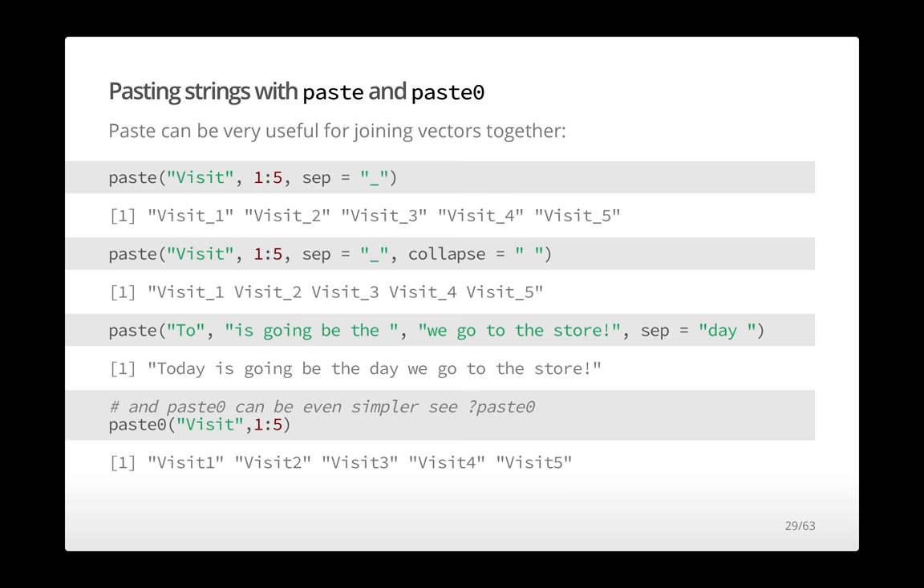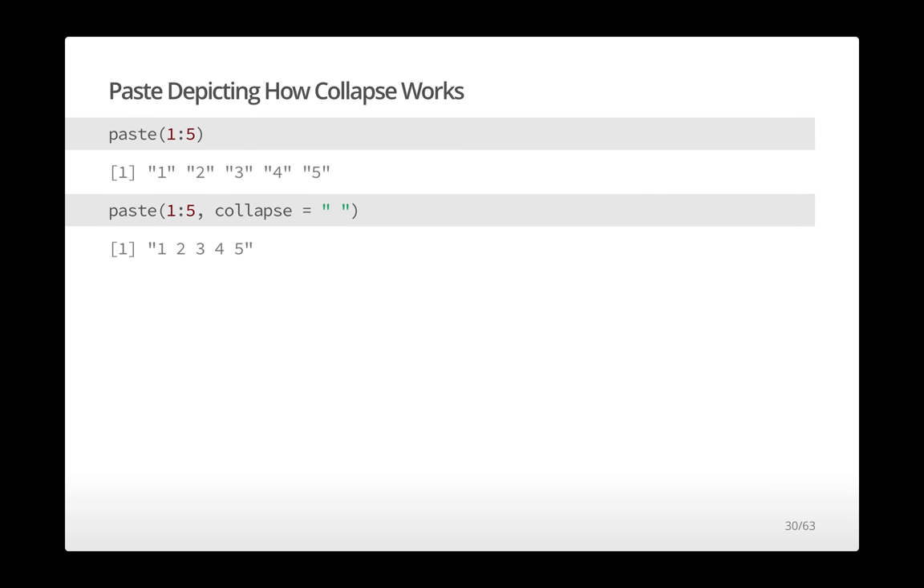And again, paste0 does things a little bit differently. It just doesn't do spaces as default. So if we didn't specify the separator again up here, we'd get visit space 1, visit space 2. So paste, joining stuff together. Joining strings together.